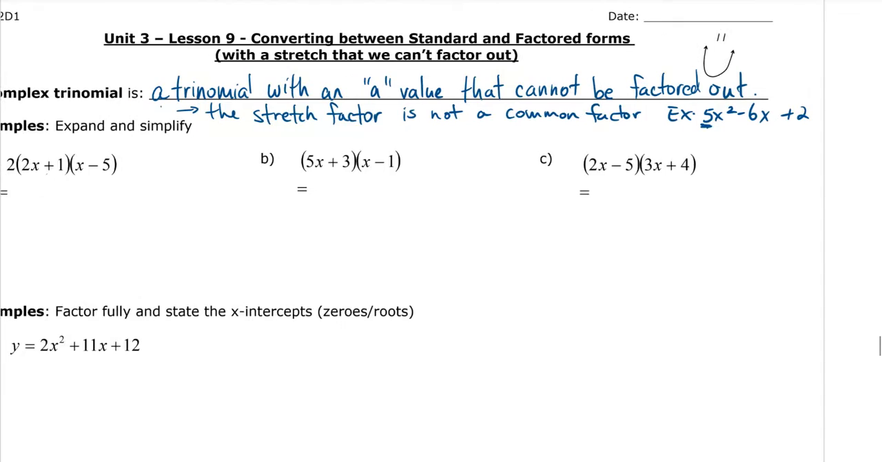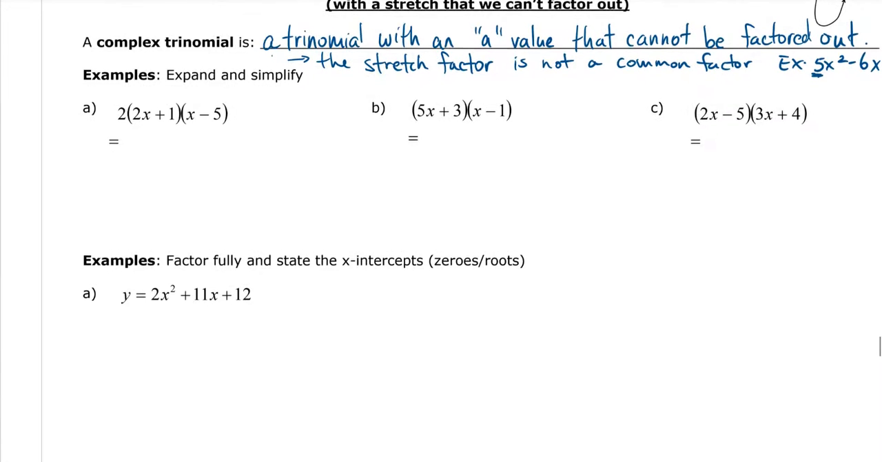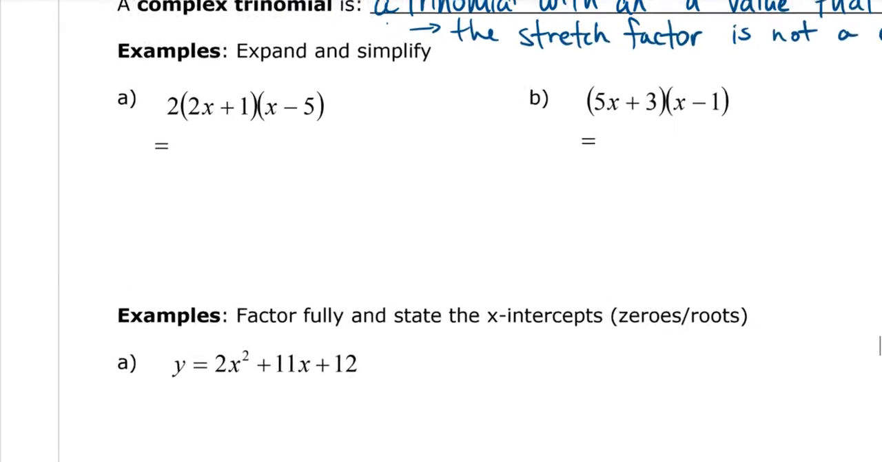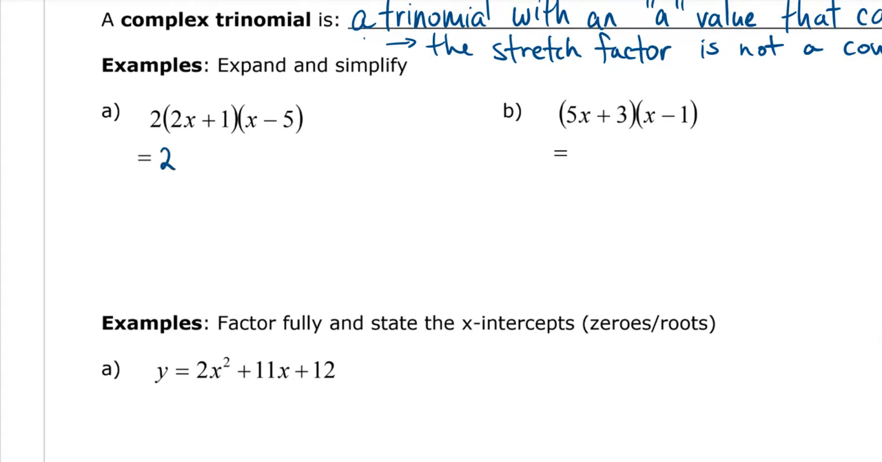Okay, let's review first some expanding and simplifying. If I expanded the first expression here, you leave the 2 out, you expand using the distributive property for the other two brackets. You would have 2x squared. 2x times x is 2x squared. 2x times minus 5 is minus 10x. 1 times x is just x, so plus x. And then 1 times minus 5 is minus 5.